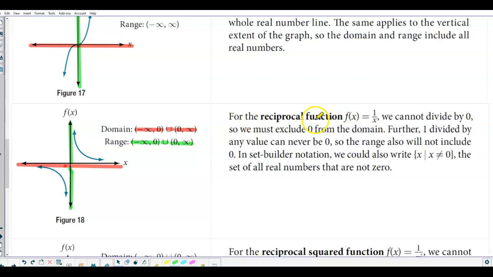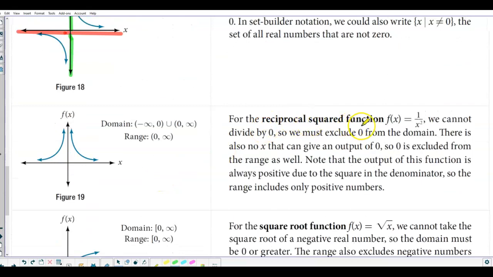So when we're dealing with the reciprocal function, the reason why is because we cannot divide by 0. So we must exclude 0 from the domain. So that's why 0 is not included in the domain. Further, 1 divided by any value can never be 0, so the range also will not include 0. So in set builder notation, we could also write x such that x is not equal to 0. So the set of all real numbers that are not 0. So we want to make sure we can analyze what's happening here.